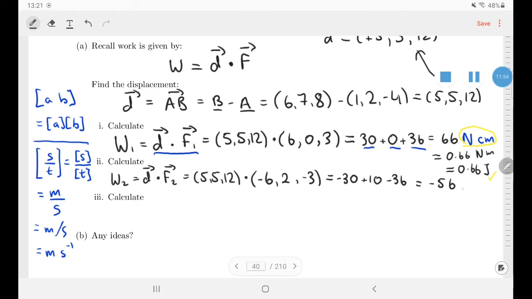And I'm just going to go here with Newton centimeters. You could go with centijoules. We won't do that. We'll just go with Newton centimeters. I'd probably turn it into joules, but I don't seem to have the space.